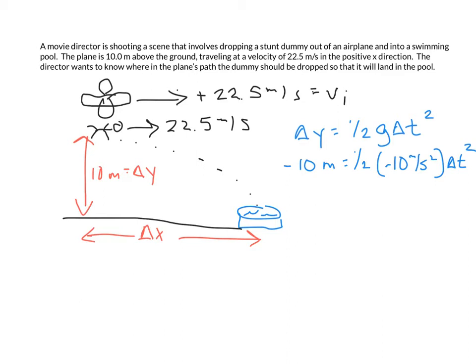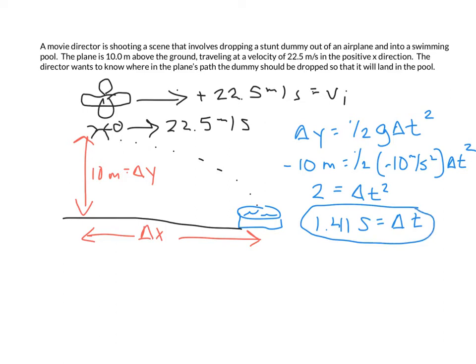All right, so we get 10 divided by 5 is 2. So I get 2 equals delta t squared, and the square root of 2 is 1.41 seconds. So 1.41 seconds is my delta t. All right, so I needed to use my delta y information in order to find out how long the dummy was in the air. Now I can go ahead and use that information to find delta x.